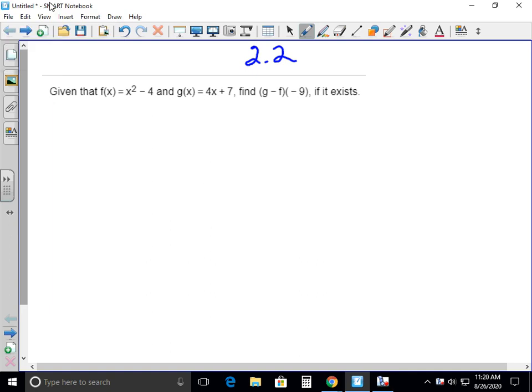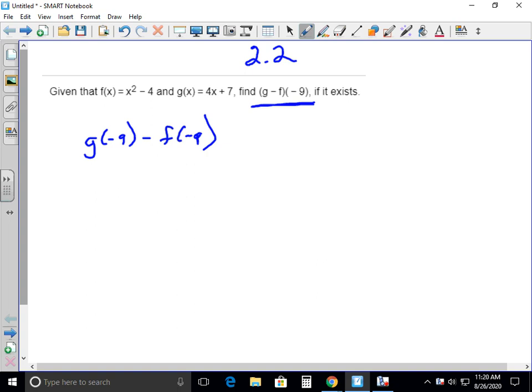First one we'll work out of 2.2 is this one. So this section is algebra of functions. So they ask us to do that. So from our notation, we learned hopefully what that means. That g minus f of negative 9 means g of negative 9 minus f of negative 9.